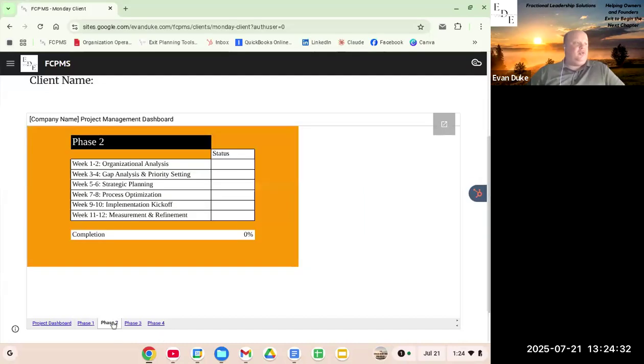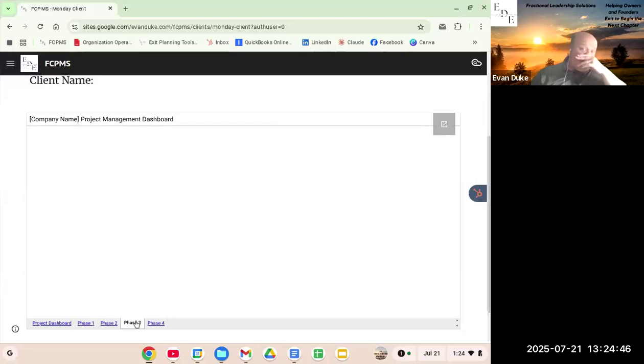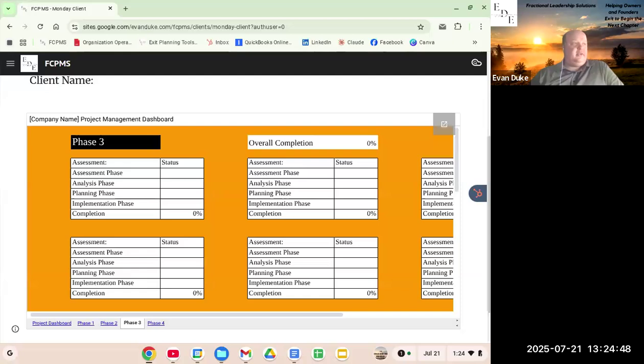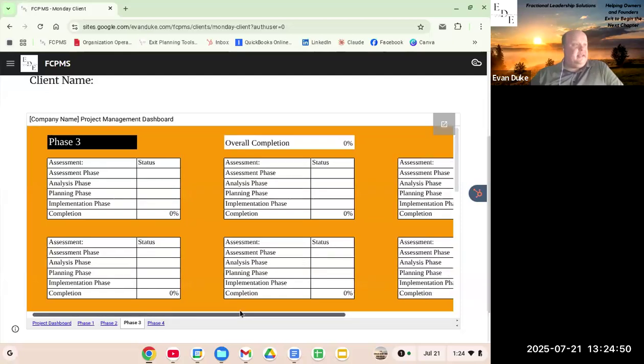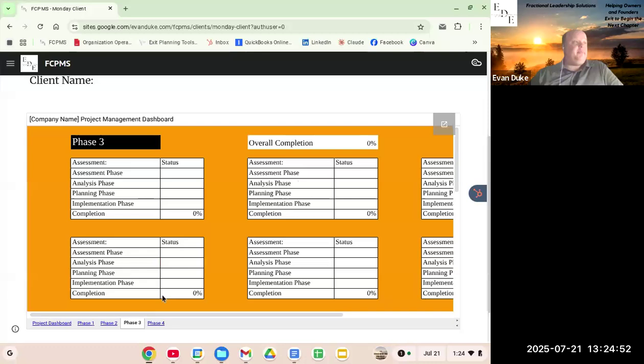Same thing with phase 2: we'll ask, what's the status? Have we completed organizational analysis, gap analysis? As we complete each, that percentage will increase. Phase 3, you see there are a lot of assessments here that are blank. This is where we're going to be really doing a lot of the outworking of all the assessments that were identified during phase 2.